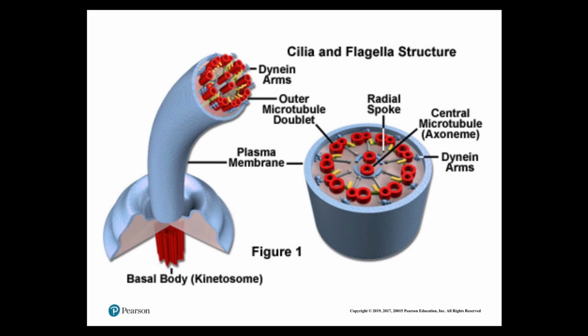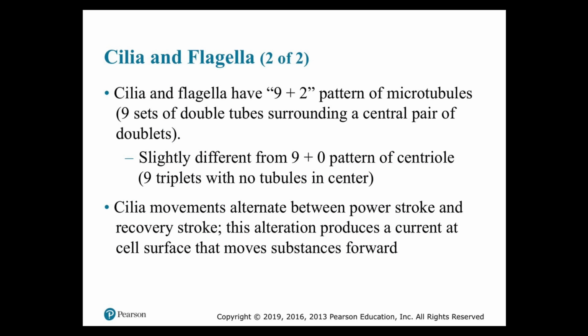If you follow it to its apical surface, to the outside, you will notice that both cilia and flagella have a 9-2 arrangement of microtubules. There are 9 sets of double tubes surrounding a central pair of microtubules, which is slightly different from the 9-0 pattern of centrioles.